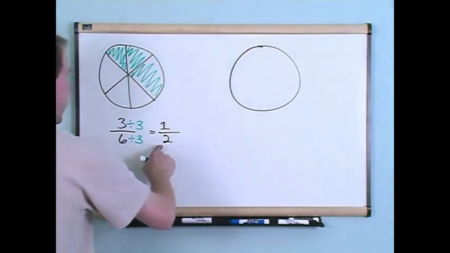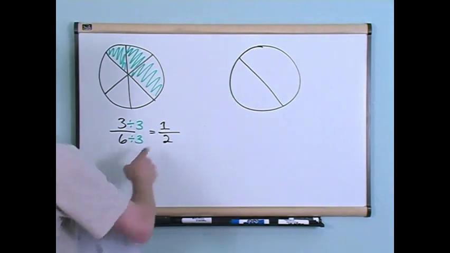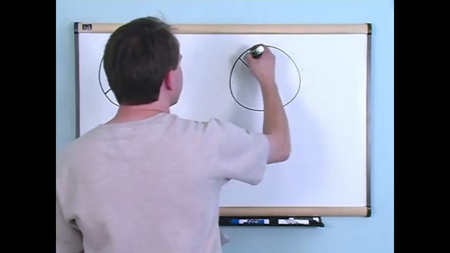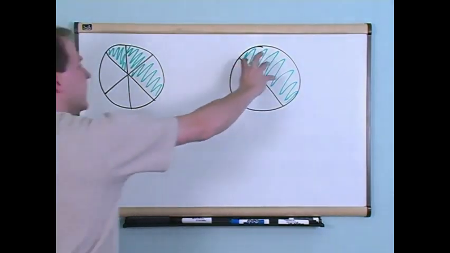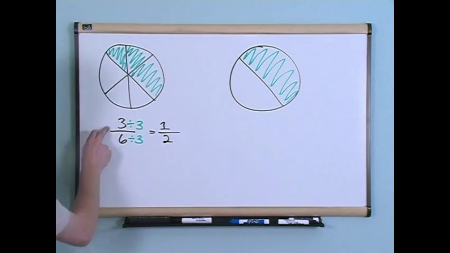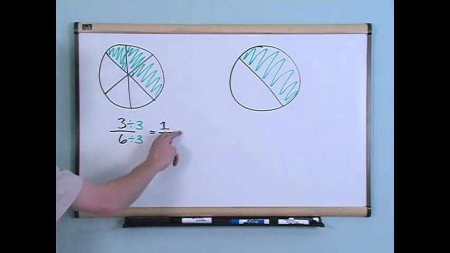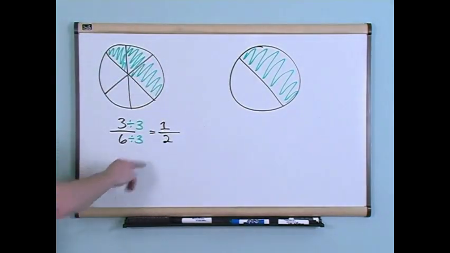If I look at 1/2, I would say, well, let me divide this pie into 2 pieces, 2 pieces total, and I'm going to eat 1 of those 2 pieces. Now you can see this amount of pie is exactly the same as this amount of pie. Even though 3/6 looks a little different than 1/2, it's the same amount of pie in each case, and that's because I can reduce this fraction.